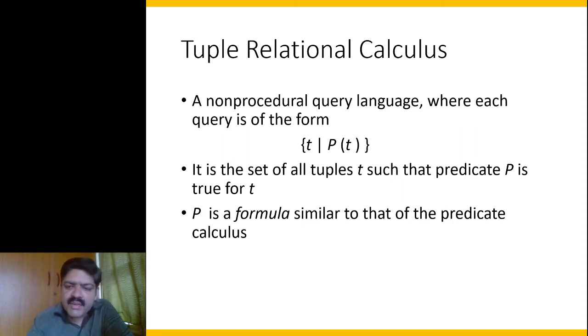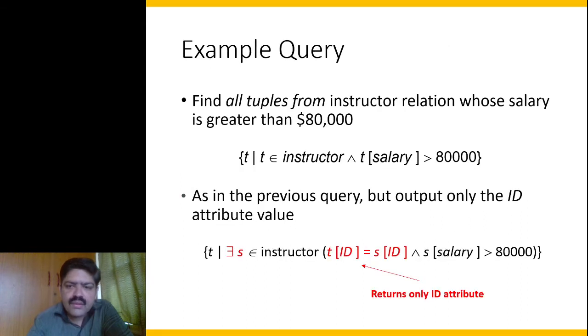If you remember predicate calculus, P of T is very similar to it. Here is an example. Let's say we want to find all tuples from instructor relation whose salary is greater than 80,000. Then this is how we would do it. So we are interested in tuples T such that T belongs to instructor and T's salary is greater than 80,000.